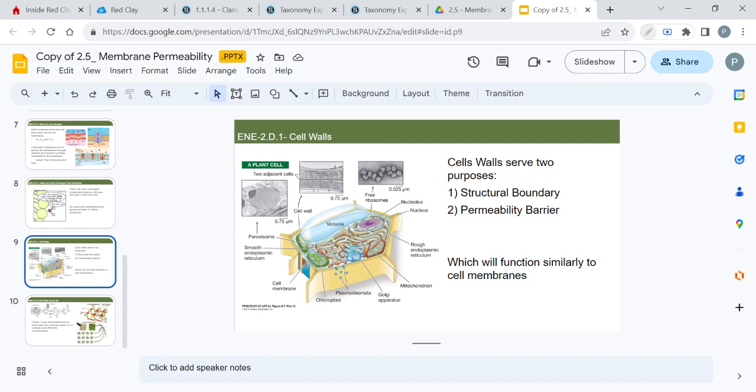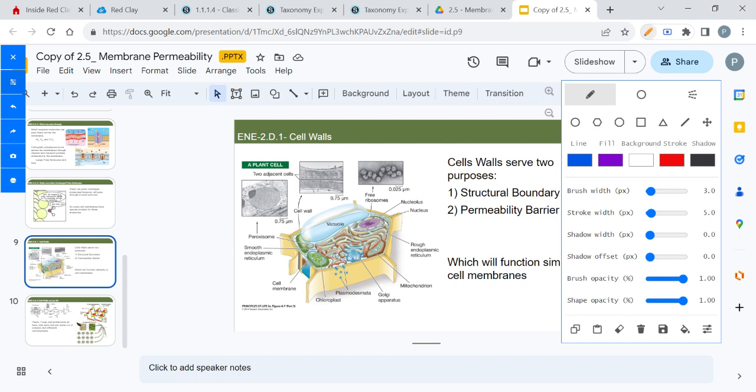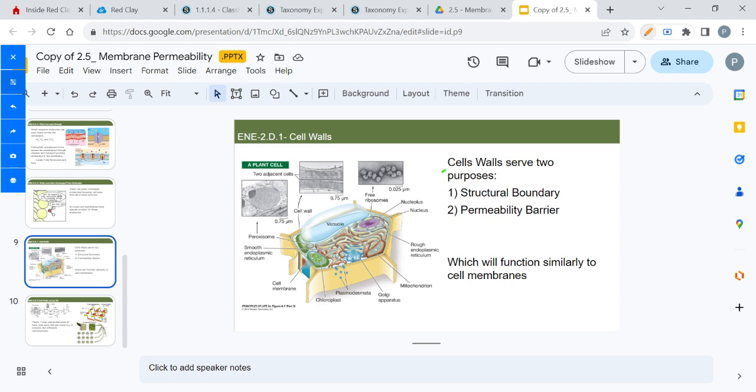Right. The last thing we'll be talking about is a little bit about cell walls. Now, this is where people get confused a little bit, and I don't blame you. Even I have to brush up on this a little bit each year. So let's talk about cell walls. They're for structural purposes, and they do have a little bit of permeability.